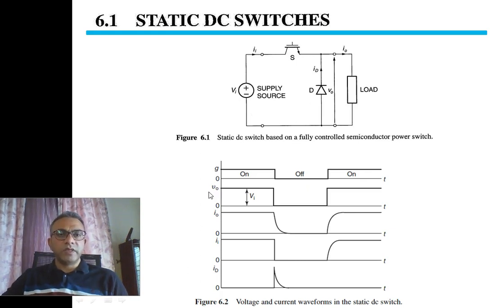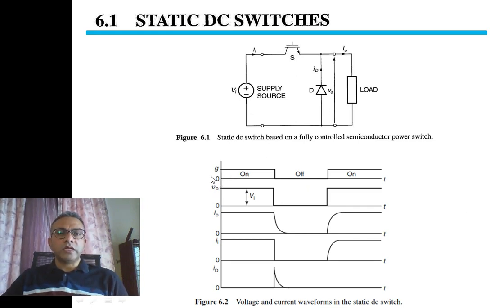The second waveform is the V out. The third waveform is the I out. The fourth waveform is the I I, or the I input. And the fifth waveform is I D. The current in the freewheeling diode is the current I D. We are assuming that the load is an RL circuit. For example, we are using a DC motor connected as the load.